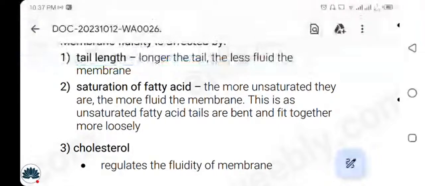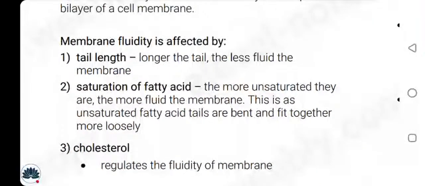We were at membrane fluidity being affected by tail length. The longer the tail, the less fluid the membrane. So we are required to make the relationship: tail length is inversely proportional to membrane fluidity. Now the saturation of fatty acids. What does saturation of fatty acids mean? It means that the more unsaturated they are, the more fluid the membrane, as unsaturated fatty acid tails are bent and fit together more loosely.